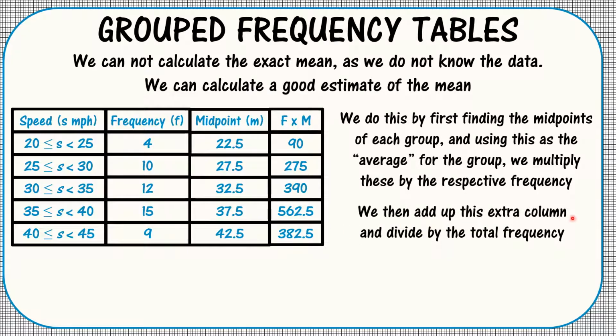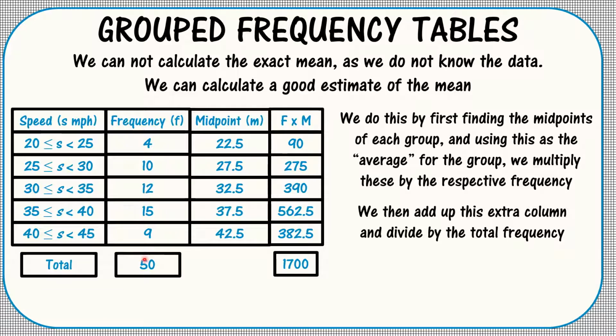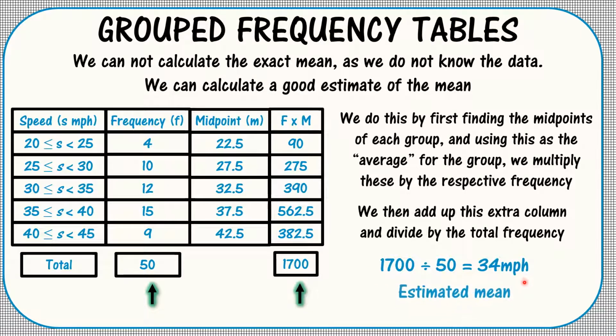We then add up this column and divide by the total frequency. So again, we get the total frequency and we get this column, which is the midpoint times the frequency, and then we'll divide this number by the total frequency. So you do 1700 divided by 50, which equals 34 miles per hour. Again, this is an estimated mean, so it's an estimate for the mean.